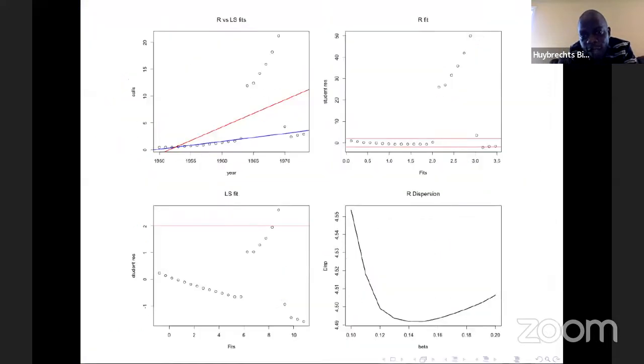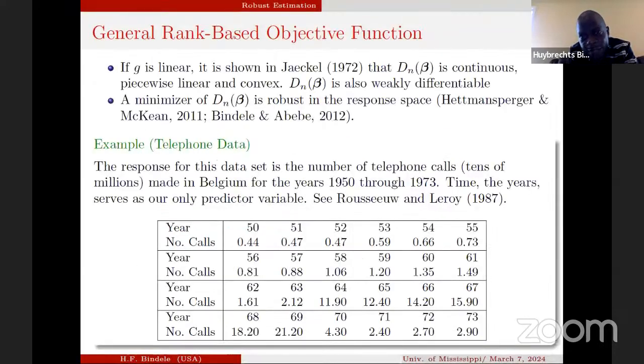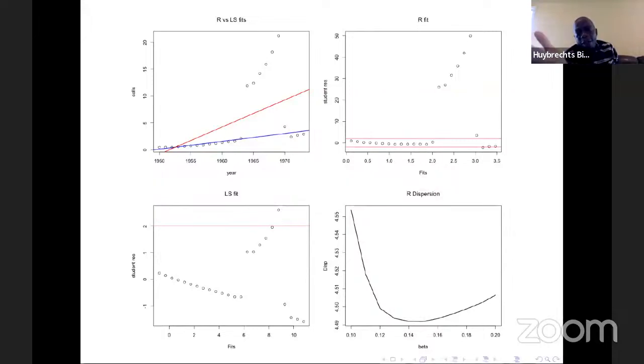And I have an example here. This is some data, and the data contains some outliers. So I decided to consider two fits, the LS fit and the rank-based fit, and you're going to see the difference. Why am I saying that? If you look at this data, there are some outliers there.